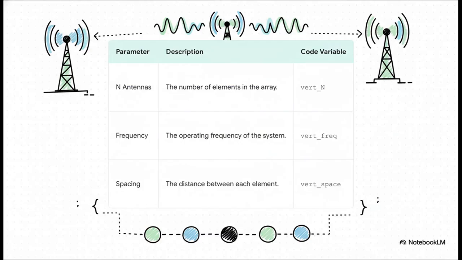So how does the app actually build one of these virtual arrays? Well, the engineer just has to plug in a few simple numbers. How many antennas are in the array, what frequency they're operating at, and how far apart they are. That's it. The software takes it from there.